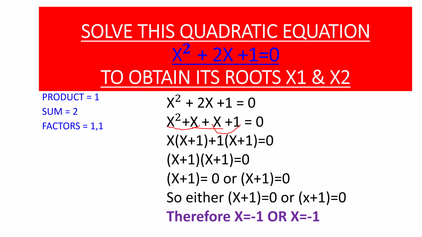That means that either x is equal to -1 or x is equal to -1 when you equate x plus 1 is equal to 0 or x plus 1 is equal to 0, because this will mean that the positive one here goes beyond the equal sign to become negative on the right hand side. That is how we solve that first problem. Let's move to the second problem and see how we can solve it.